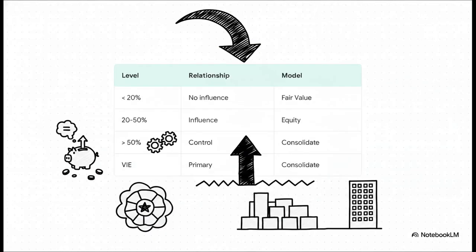Think of this as your master cheat sheet. US GAAP uses a really specific tiered framework based on your ownership level. Under 20% presumes no significant influence, so you use fair value. 20 to 50% presumes significant influence, which triggers the equity method. Over 50% means control, requiring full consolidation. Oh, and if you're the primary financial beneficiary of a variable interest entity, which is essentially a shell company or special purpose vehicle, you have to consolidate that regardless of your percentage.